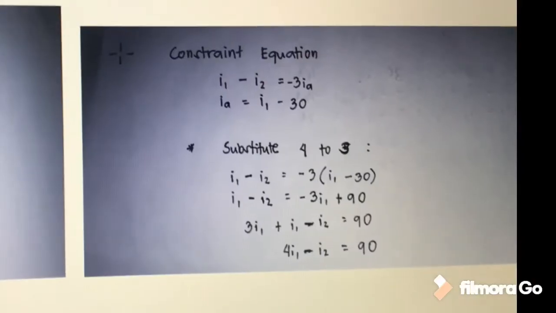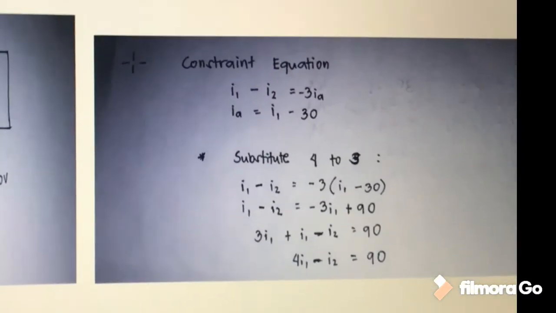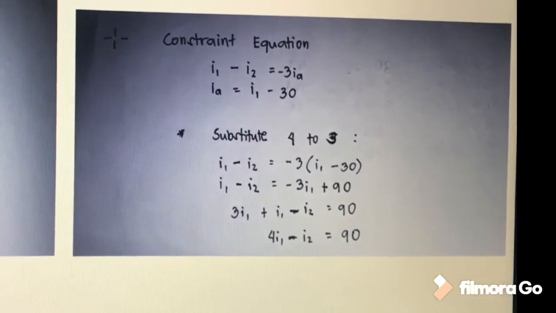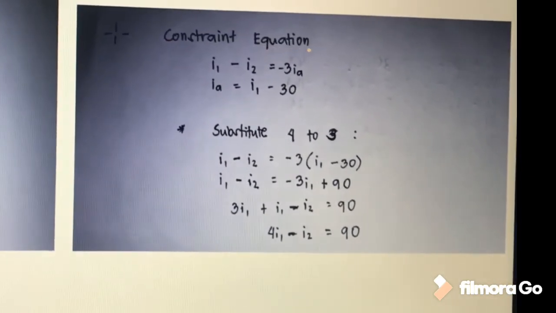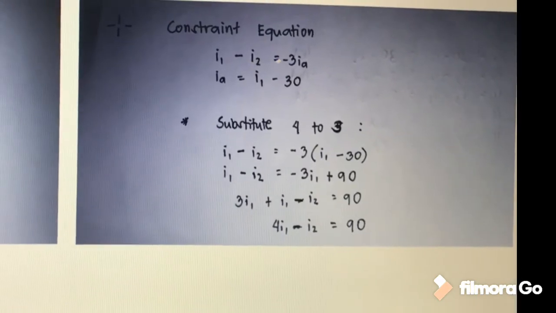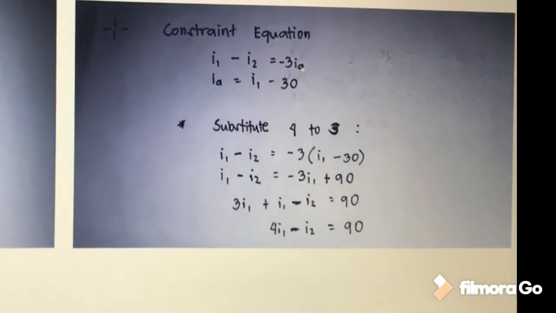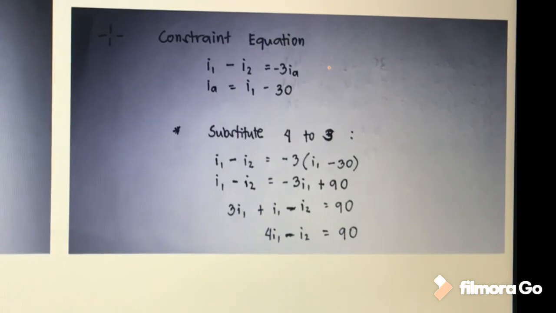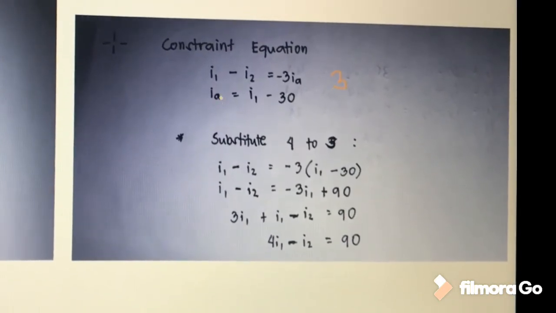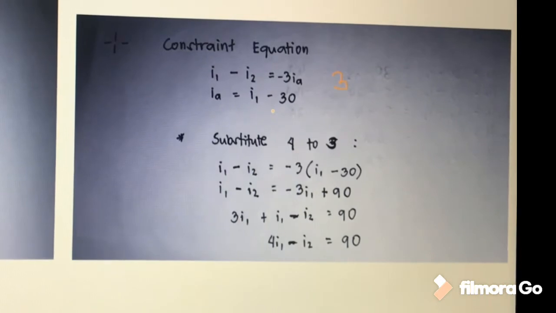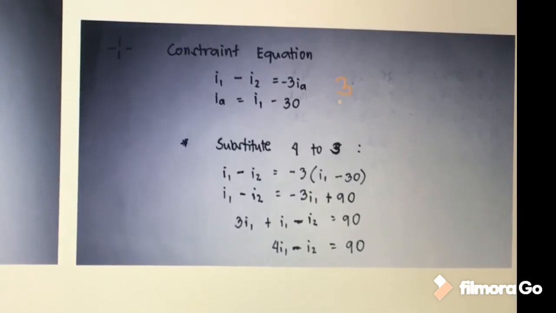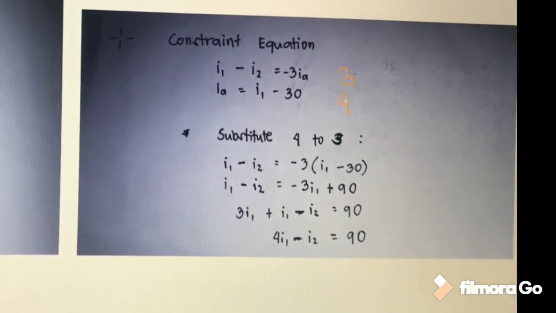After a mesh equation is formed, a dependent source equation is needed. This equation is generally called a constraint equation. Our third equation is just the constraint equation. So I1 minus I2 equals to negative 3 IA. So this will be our third equation. IA is equal to I1 minus 30. This will be our fourth equation.